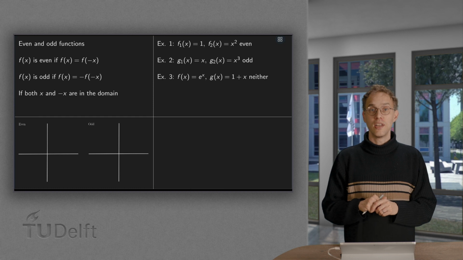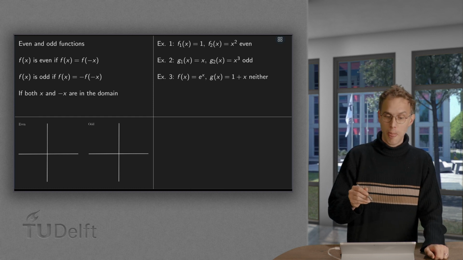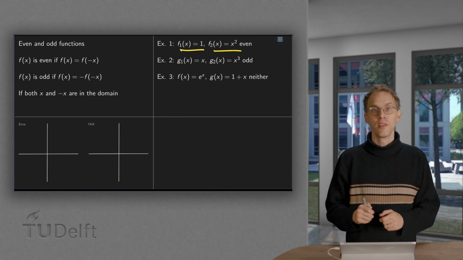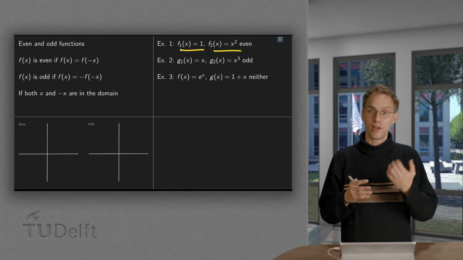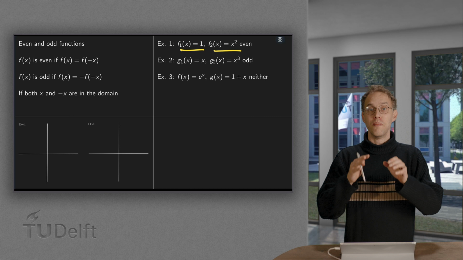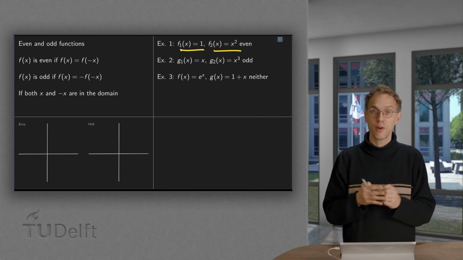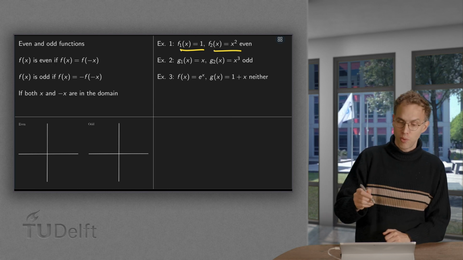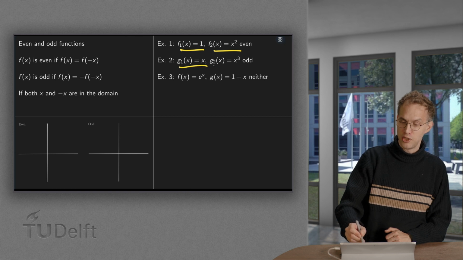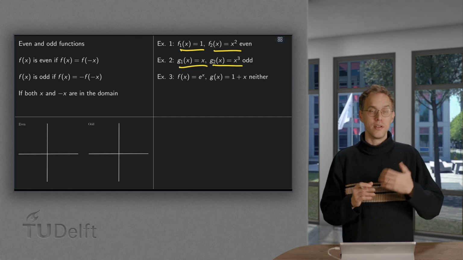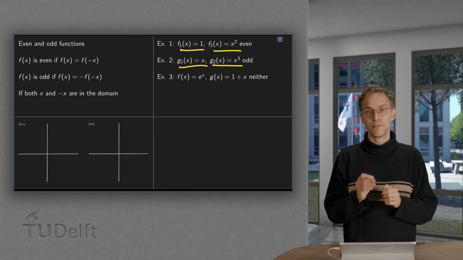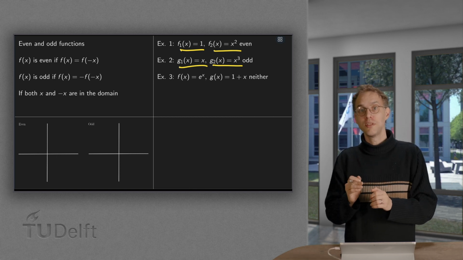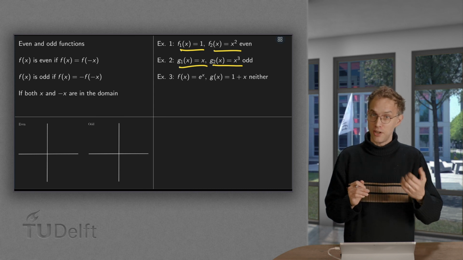Now let's take a look at some typical examples. A typical even function is, say, 1 or x squared. Take a look at f2, for example. If you take a look at f2 of minus x, you get minus x squared, which equals x squared. So f2 of minus x equals f2 of x, so it is even. Typical odd functions are g1 equals x and g2 equals x cubed. Take for example g2 of minus x. Then you get minus x cubed, which equals minus g2 of x. So that's an odd function.